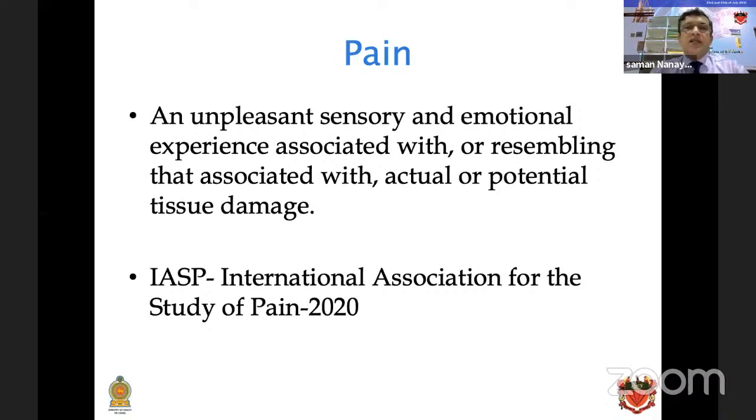The same thing applies to pain, and you have to understand that it's your input, your assessment, and your management that are important for patients when it comes to pain management.